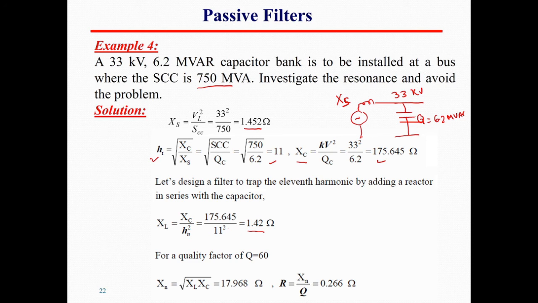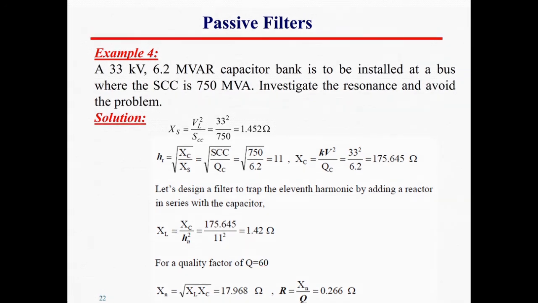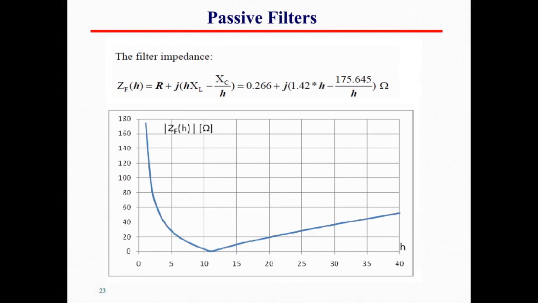And then to find the resistance, suppose that the quality factor is given as 60, then we can determine the value of R from this equation. So the value of R will be given as Xn over Q, and Xn is the characteristic impedance, or XR, which is the square root of XL times XC, so that will be 17.9, and then we can calculate the value of the resistance.